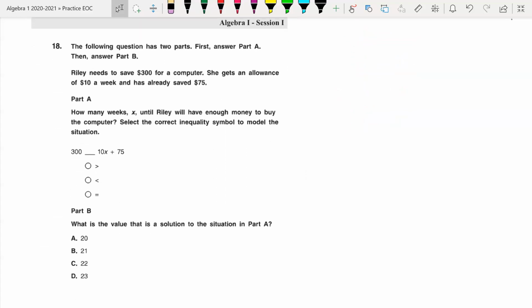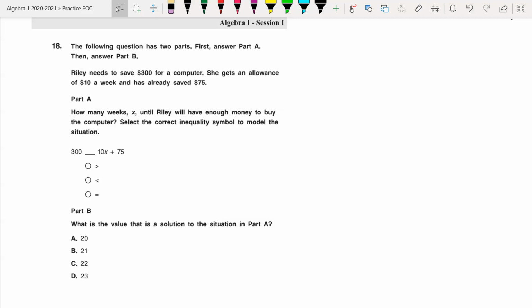Number 18, it says the following question has 2 parts. First, answer part A, then answer part B. Riley needs to save $300 for a computer. She gets an allowance of $10 a week and has already saved 75 bucks. How many weeks until Riley will have enough money to buy the computer? Select the correct inequality symbol to model the situation. Well, it says she needs to save $300 for a computer.